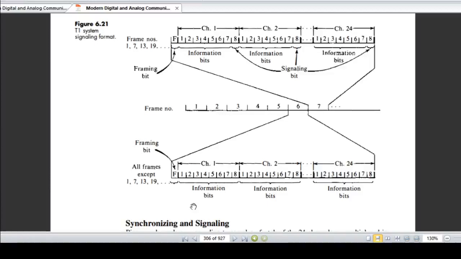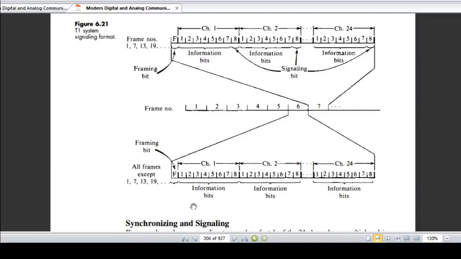This makes the total number of bits equal to 192 plus 1, that is 193. The 192 we got from 24 channels, and each sample is encoded by 8 bits. So 24 cross 8 is equal to 192, and plus this one framing bit, so 193 bits are transmitted per frame. And the time slots for the 24 signals and the extra frame synchronizing bit are shown here.